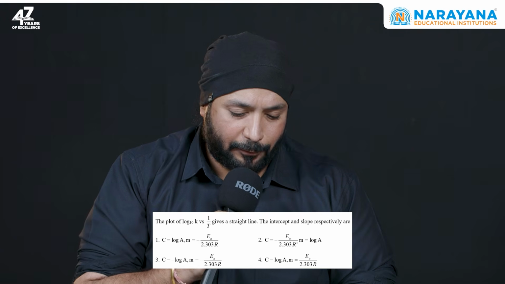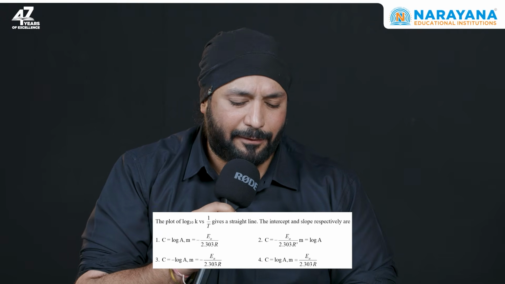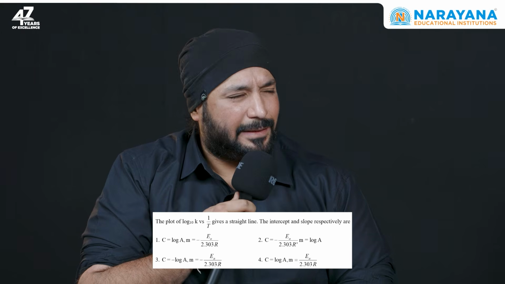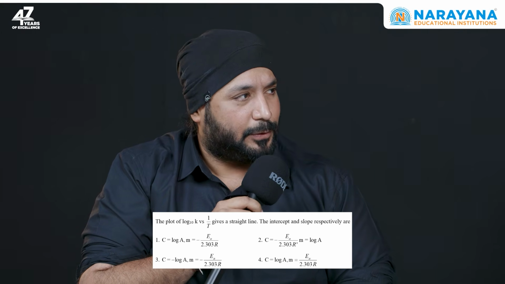With this, now let's start our paper analysis, which is memory based itself. If we talk about question number one, it is from the physical chemistry part, and it is a very simple question where the direct Arrhenius equation is used. It will take only 1 or 2 minutes for a student to solve.